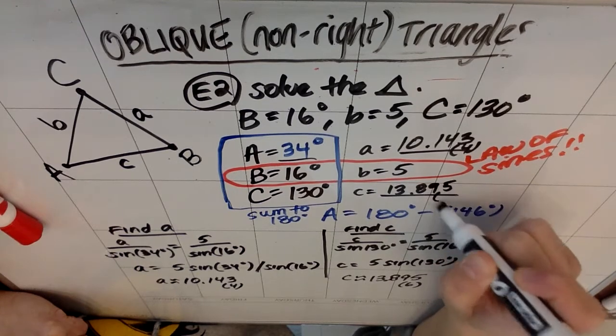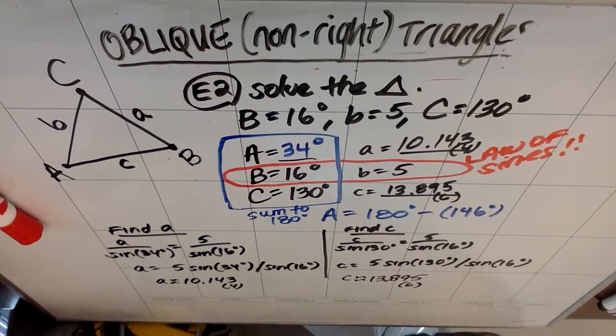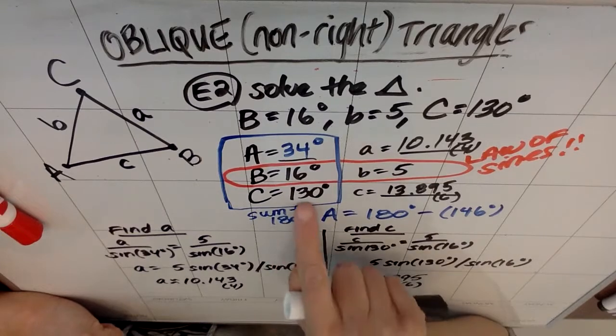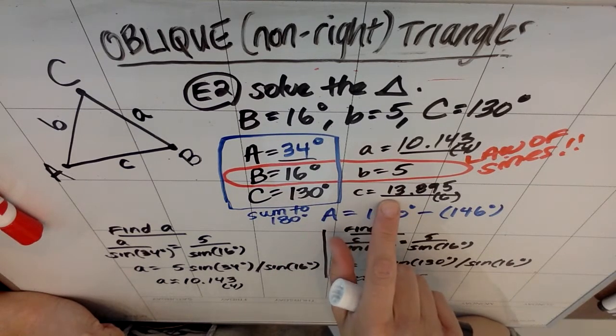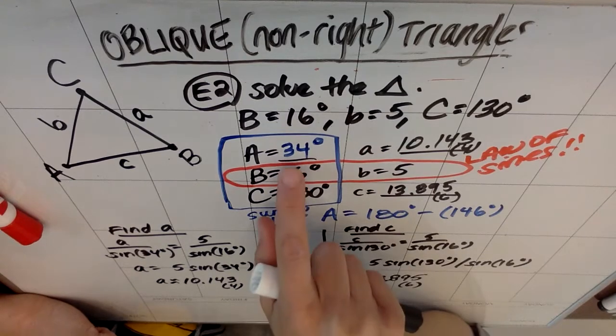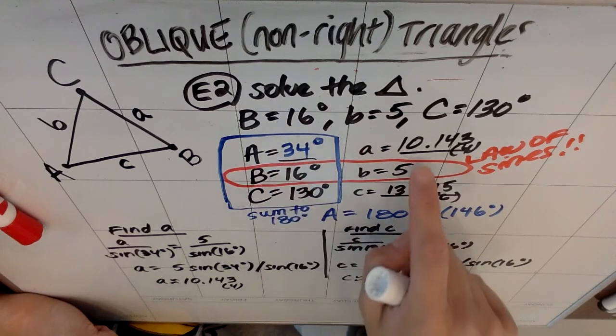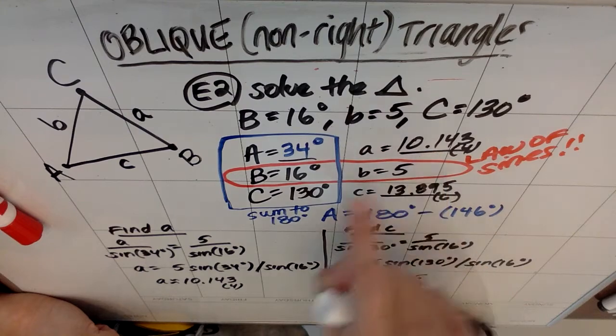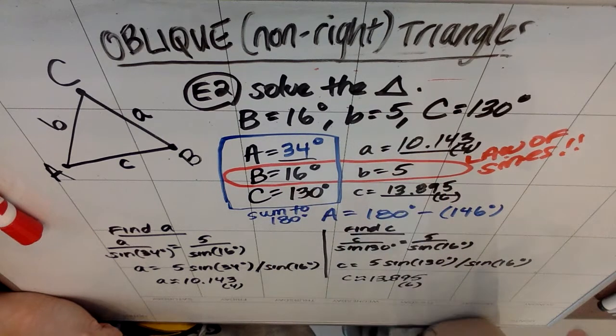Okay. Now, we should always do that quick mental double check that my biggest angle is opposite my biggest side. The 130 is the largest angle. The 13-point stuff is definitely the largest side. The 34 is my middle-sized angle, and sure enough, the 10-point stuff is in the middle. And then my small angle of 16 is opposite my small side of 5.